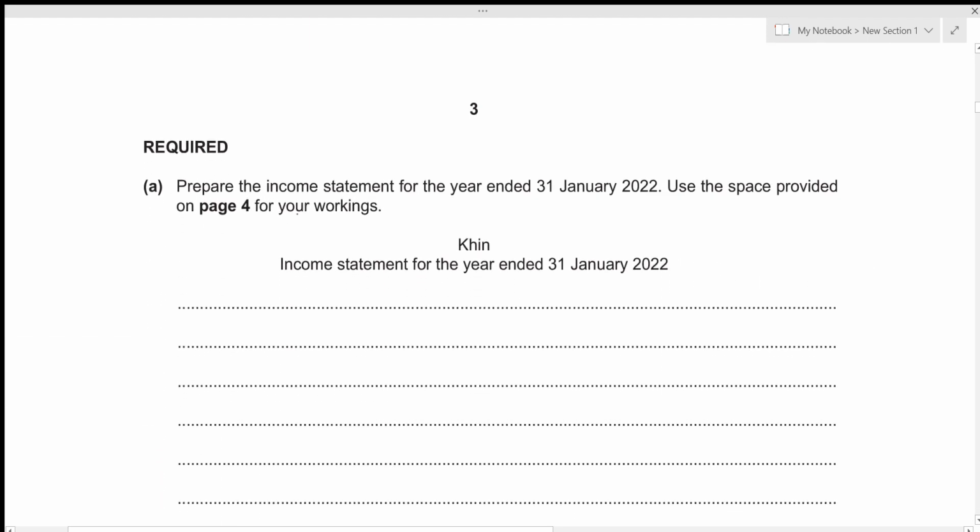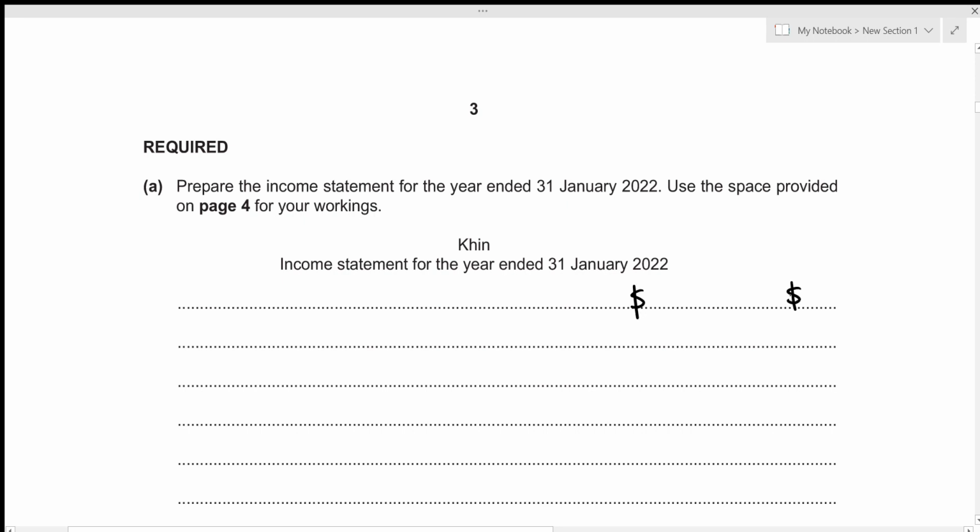Now, for the first part of this question, we need to prepare the income statement for the year ended 31st January 2022 and use the space provided for your workings. Alright, so I've already done all of my workings above and scribbled all over the question paper, but instead of doing workings on that page, you need to show all of your workings on page 4. Okay, so let's start our income statement.